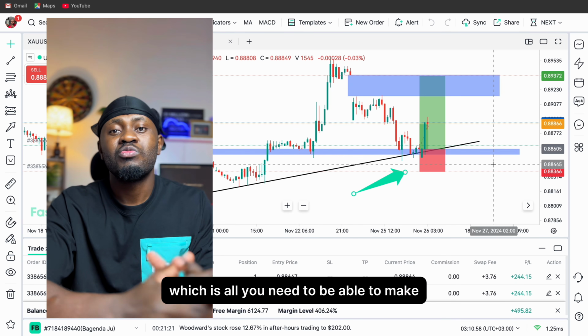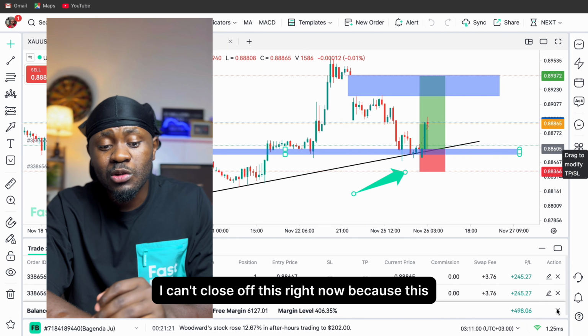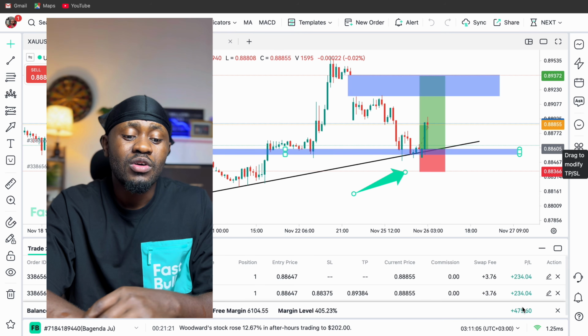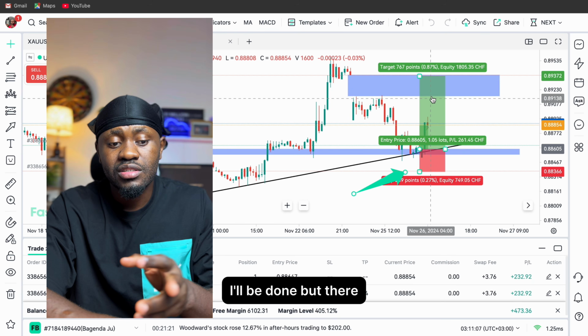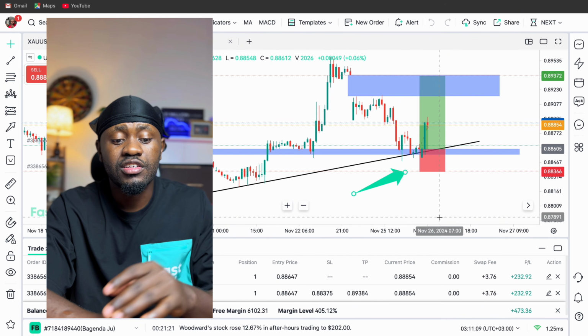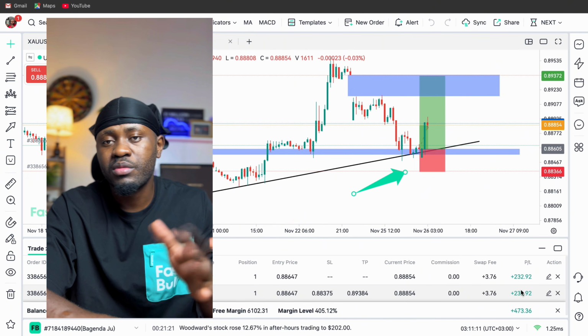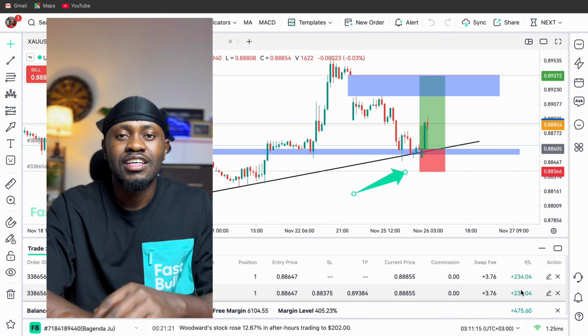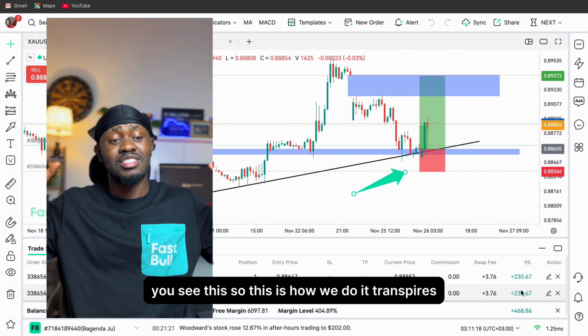20 pips is all you need to be able to make money every single day. You can see I can close this off right now because this was a sniper entry. I can close this off right now and then I'll be done. But my target is not yet hit. My target is this gap right here. But again, this was just 20 pips. So far the market has just moved 23 pips. Imagine 23 pips. Easy. You see, traders, this is how we do it.